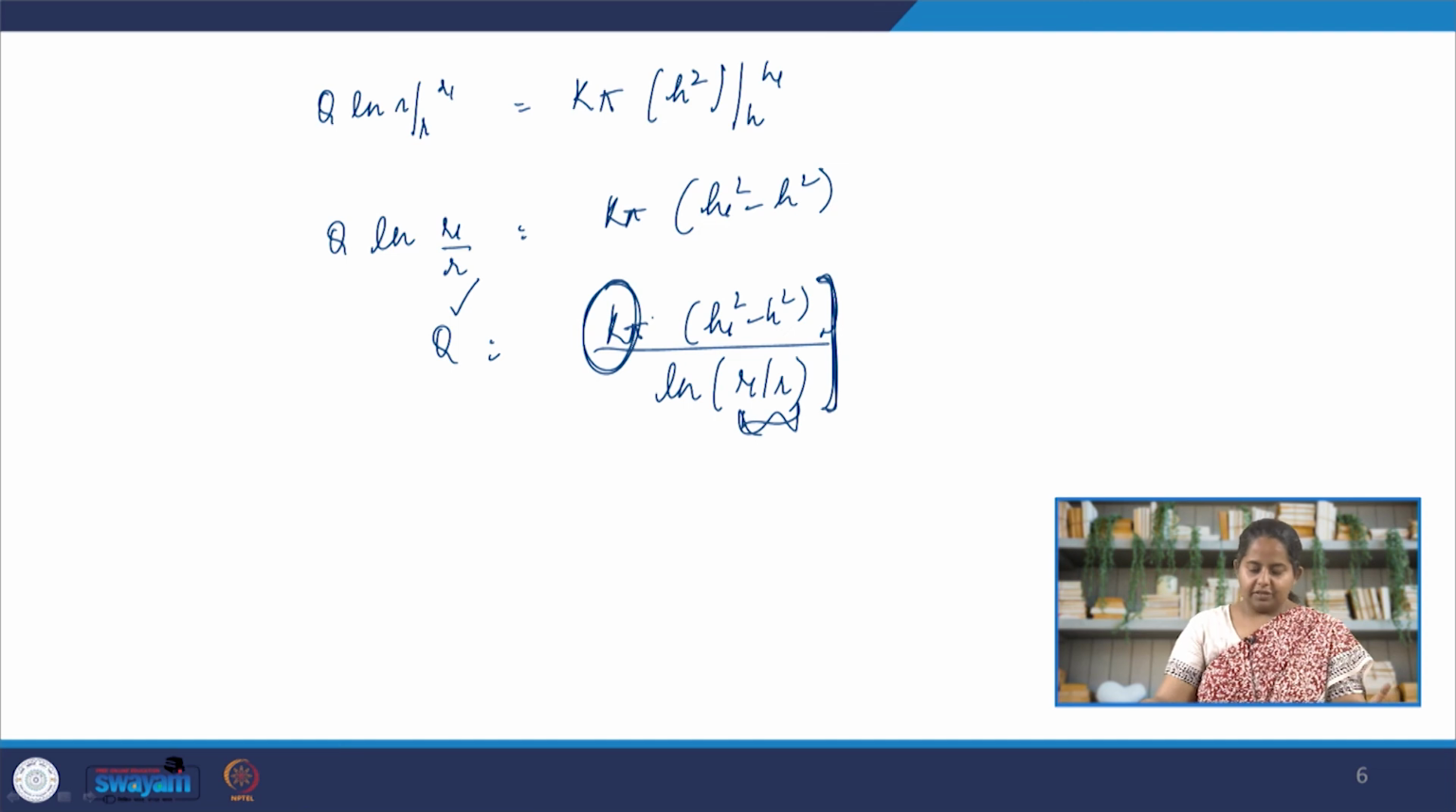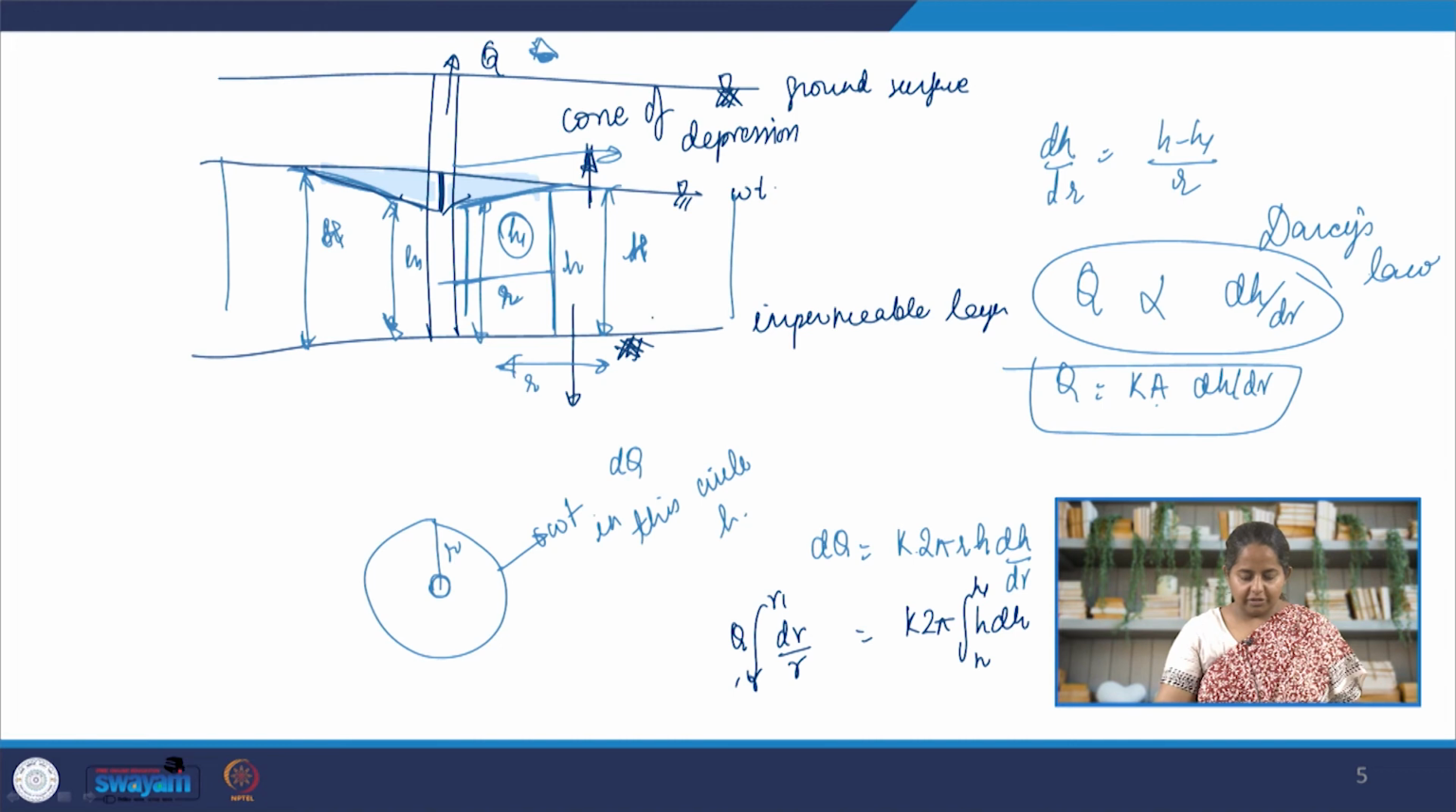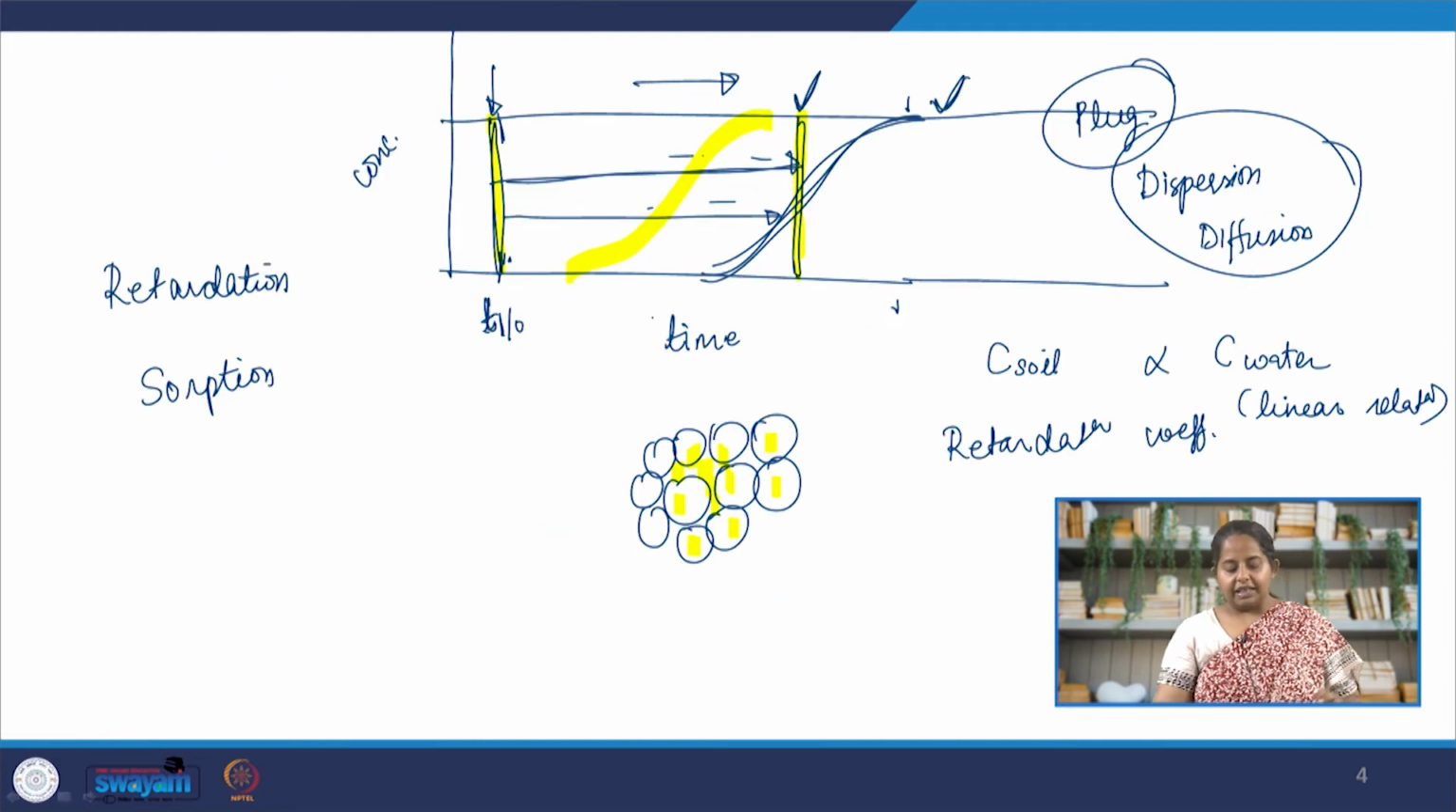Okay, now students, let's go back to our contaminant. So if you go back to this figure here, the contaminant is flowing through the water. It's undergoing retardation because as it flows through the groundwater, it's sorbing with the soil. It is also moving forward, so there is bulk action.